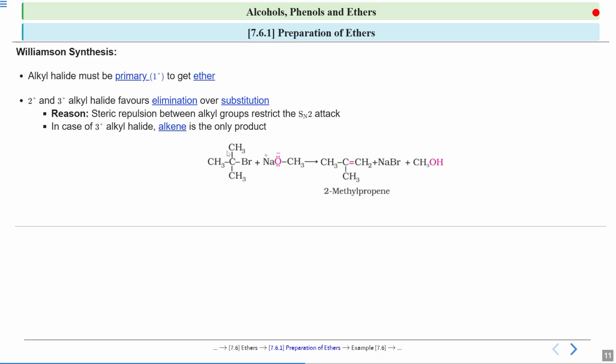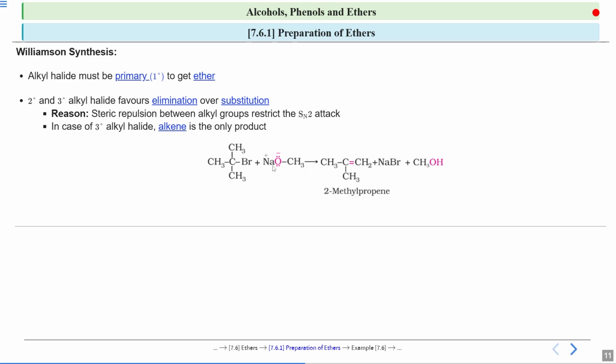In this reaction, your alkyl halide is a 3-degree alkyl halide. This carbon is further connected to 3 carbon atoms, and you have a bromide group, so it is a 3-degree alkyl halide. And this is primary sodium alkoxide which you have. So this is 1 degree.